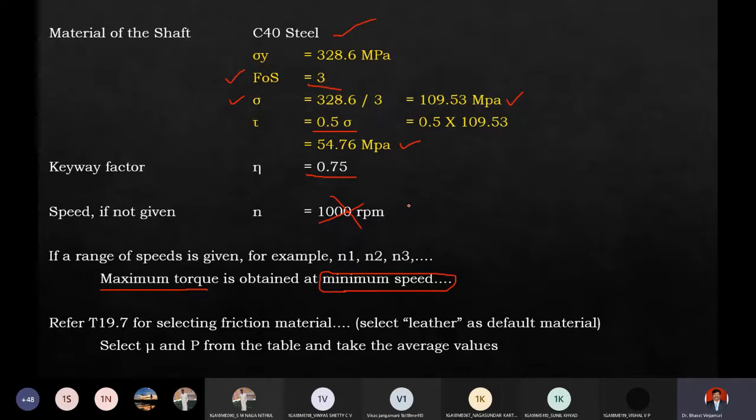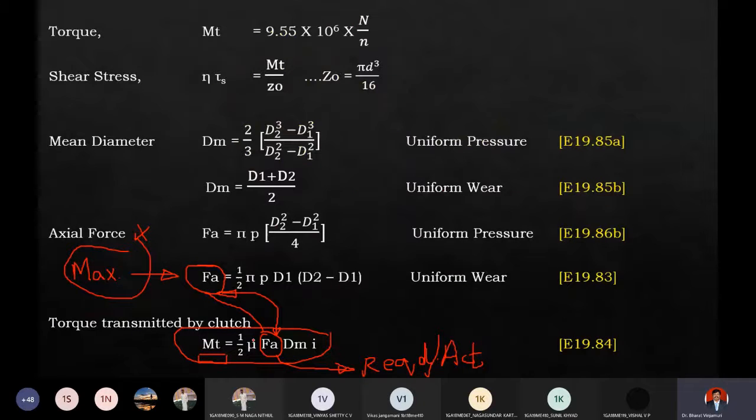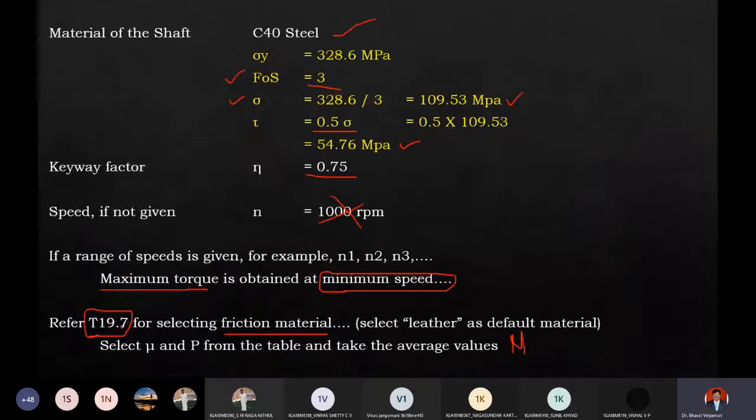And we'll be referring to table number 19.7 for selecting the friction materials, or for selecting the value of mu. Mu is nothing but the coefficient of friction, which we'll be using. Can you see that there is a mu in this equation? In the torque transmitted there is a mu and there is a pressure P. All these values we'll take from table number 19.7 based on the friction material. This is what we discussed in the last class, guys. With this as the basics, we'll solve the numericals.